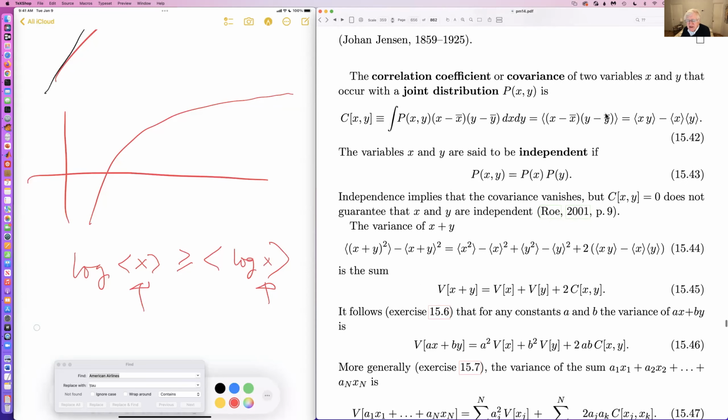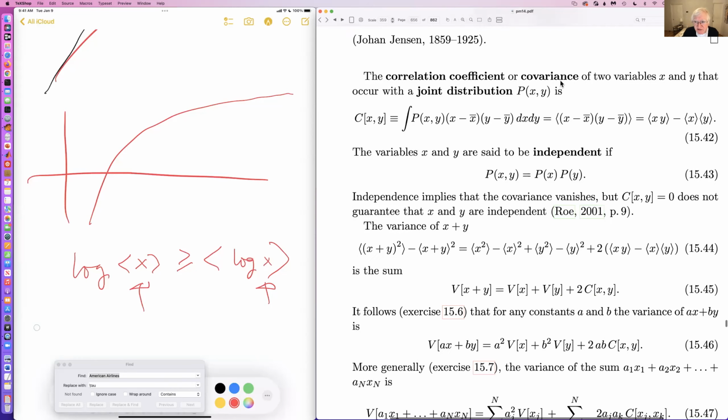So there are a couple of other definitions that are common. The correlation coefficient or the covariance. This is completely different from general relativity. The covariance of two variables, x and y, that occur with a joint distribution, P of xy, is the integral of P of xy, x minus x bar, y minus the average value of y, dx dy. That's the covariance. And so it's the average value of x minus x bar, y minus y bar. And you can show that that's the average value of xy minus the product of the average values.